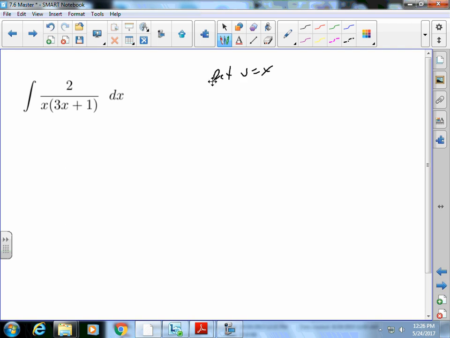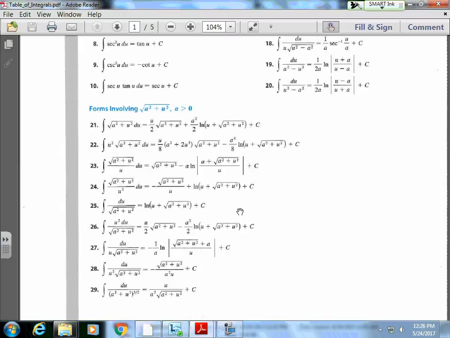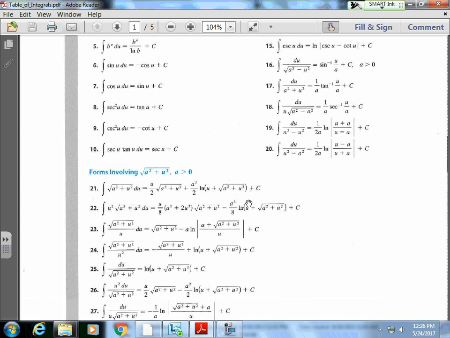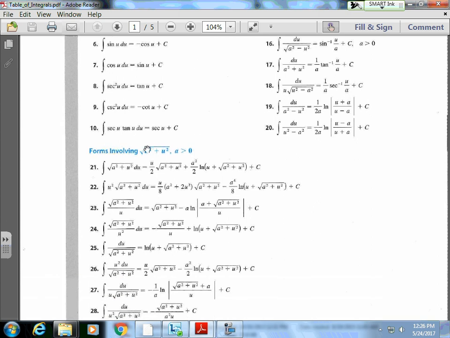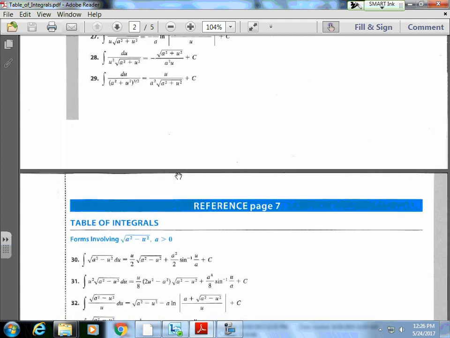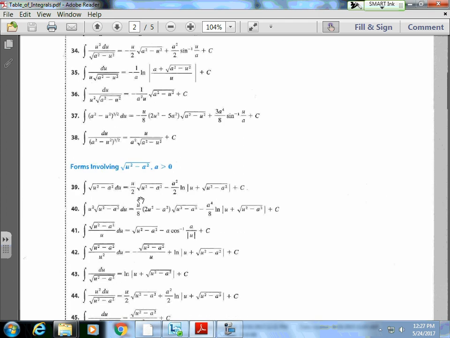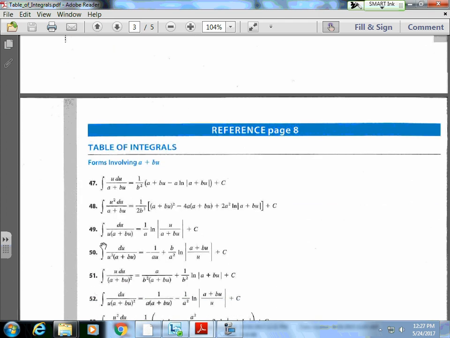equal x. So I'm going to open up my integration table and start looking through it. It's none of the first ones. And the nice thing is this is giving me a hint. These are all square root of a squared plus u squared. Well, I'm not in that form. It's also telling you that a is greater than 0, so they're not negative numbers. Here again, I'm going through this since it's a squared, but I don't have a square root. I'm going to go through here, and here are some different ones.